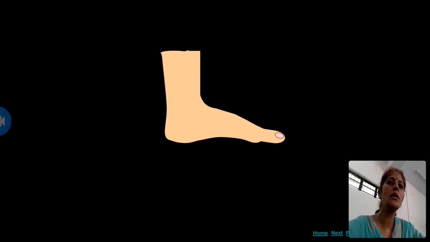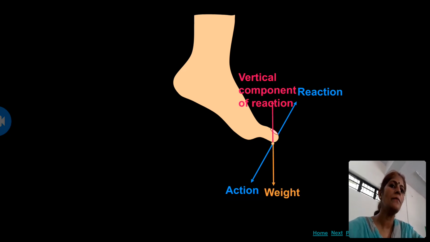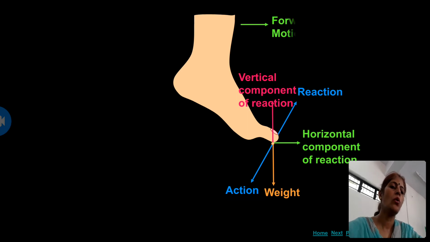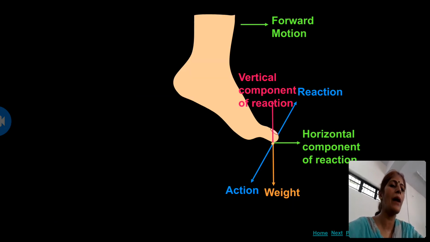And the next is walking of a man. When the person walks, the force of action acts at an angle on the floor. In turn, the person receives the reaction R, which is equal but opposite. This reaction R is resolved into two components, the vertical component of reaction and the horizontal component of reaction. The vertical component of reaction balances the weight of the person, and the horizontal component of reaction helps the person to move in the forward direction.